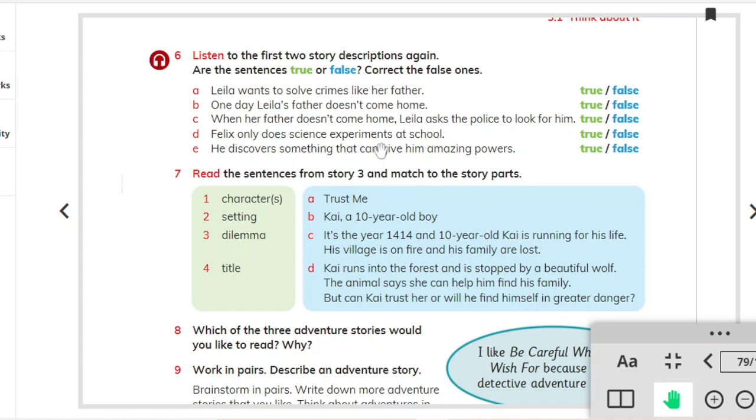Felix only does science experiments at school. No, he does it at home also. He discovers something that can give him amazing powers. True. Okay.